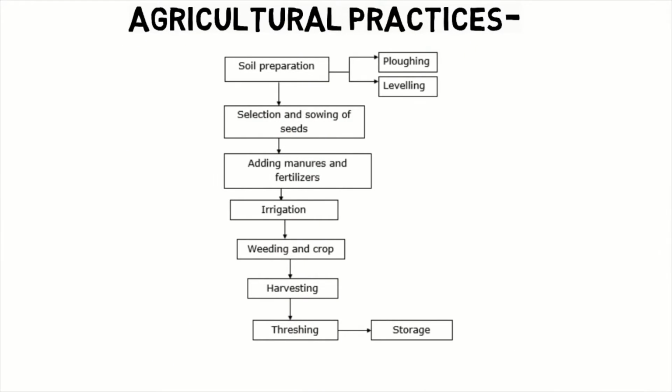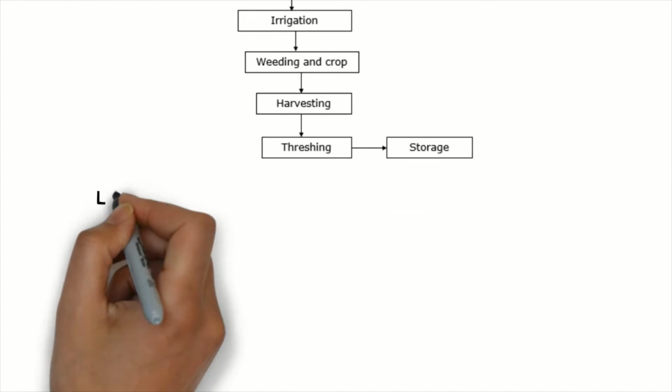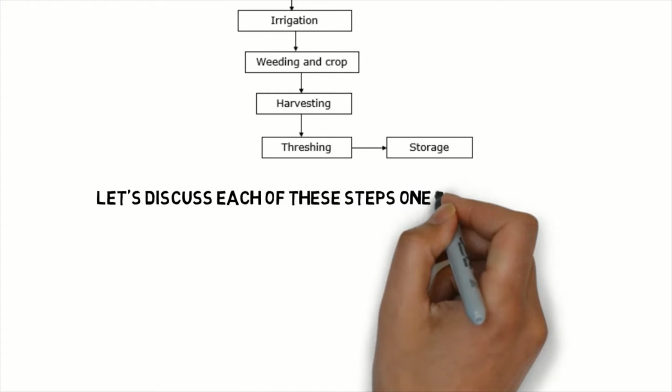Now the agricultural practices have 8 different steps. The first is soil preparation, under which come plowing and leveling. Second is the selection and sowing of seeds. Third is adding manure and fertilizer. Fourth is irrigation. Fifth is weeding of crops. Sixth is harvesting. Seventh is threshing. And eighth is storage. Let us discuss each of these steps one by one in detail.